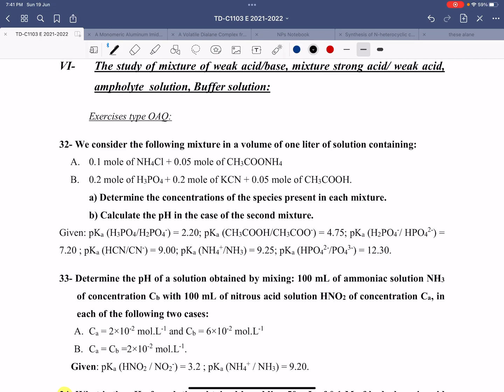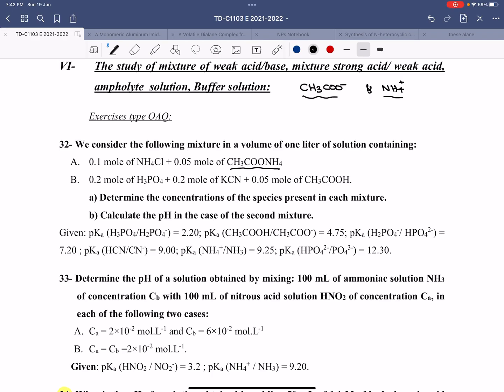Same thing as in the question: CH3COONH4. This is a salt that contains both a base and an acid. If we have this, because these two species come from the same source, they will both have the same concentration.